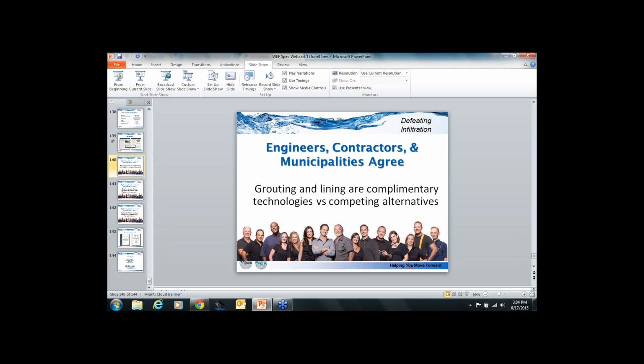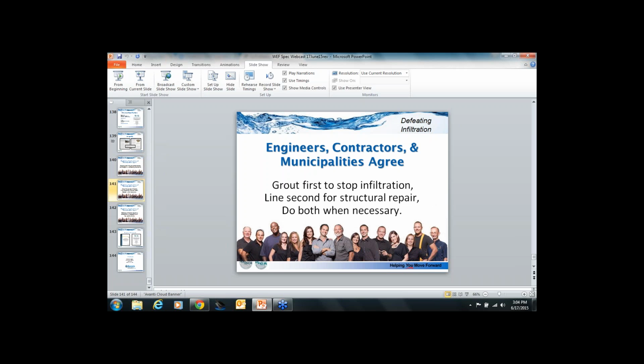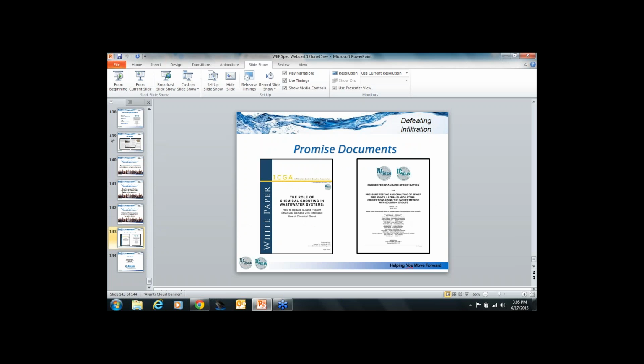Technologies versus competing alternatives. And why grouting: grout first to stop infiltration, line second for structural repair, and do both when necessary is sound strategy. And if you agree infiltration is destroying our collection system, make certain your I&I program targets all 4 points of vulnerability. To continue the learning, you're going to receive 2 of these documents supporting the business case for why to and how to engage grouting in your rehabilitation programs.